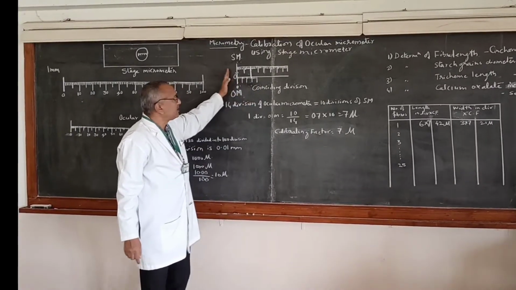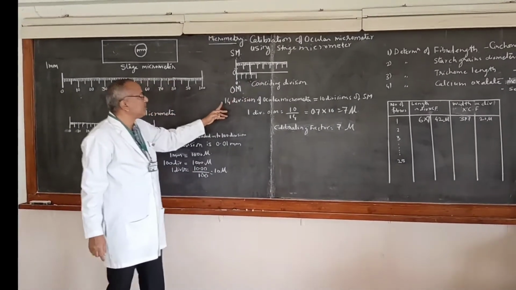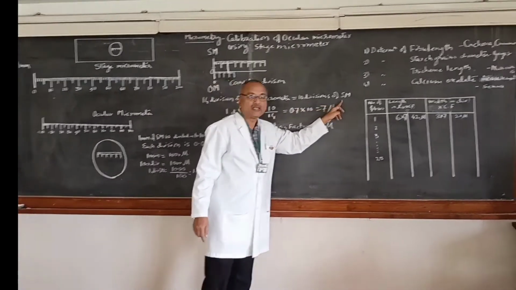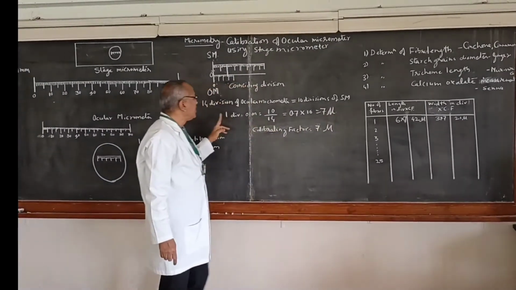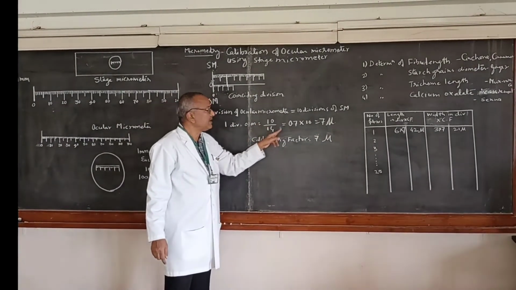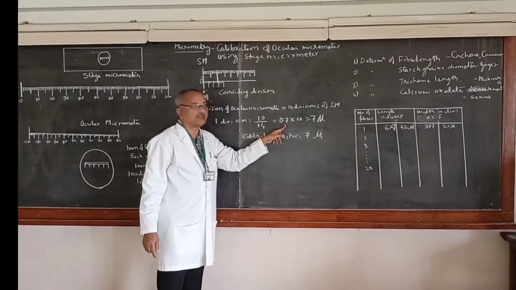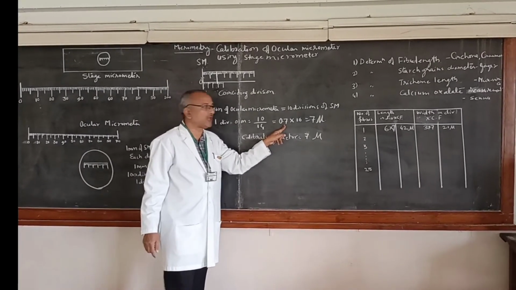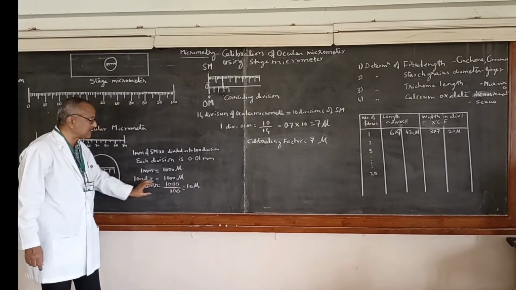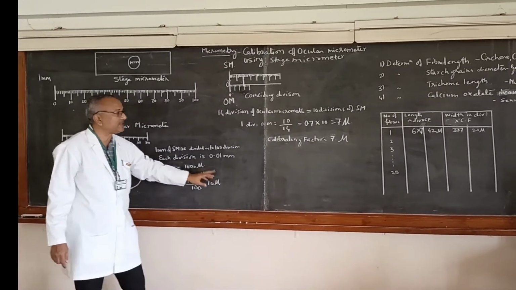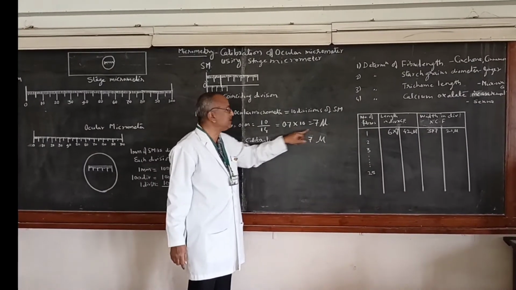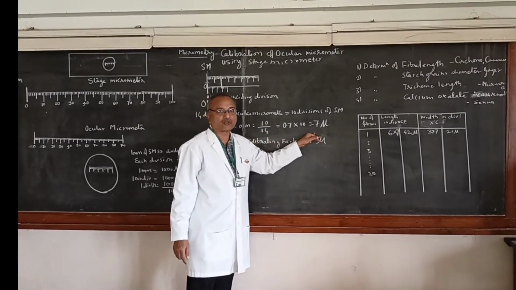For the calculation, 14 divisions of the ocular micrometer equal 10 divisions of the stage micrometer, and 1 division of the ocular micrometer is equal to 10 divided by 14, which equals 0.7. This doesn't have any units, but we consider it as the calibrating factor, and when multiplied by 10, the value of the calibrating factor will be 7 microns itself.